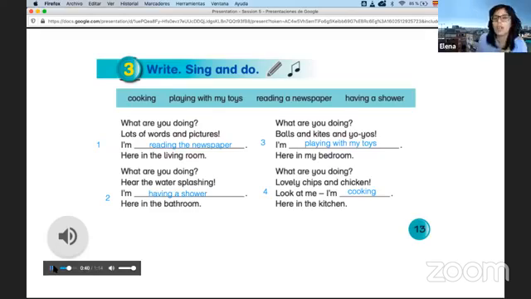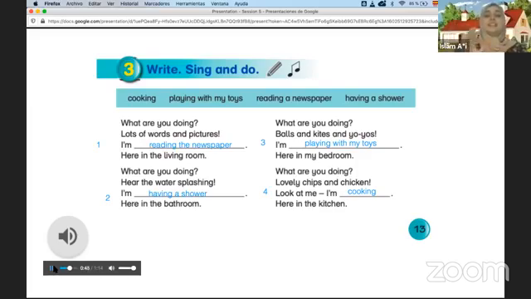What are you doing? Balls and kites and yo-yos. I'm playing with my toys.